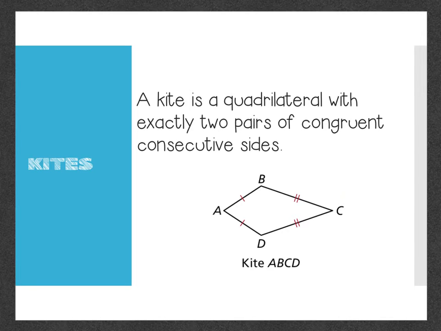So a kite is a quadrilateral with exactly 2 pairs of congruent consecutive sides. A kite is different from a rectangle, let's say, because a rectangle has opposite pairs of congruent sides. The kite has consecutive, which means the ones next to each other. So this is going to be congruent to this, and this is congruent to this. Notice that there's no pair of parallel sides. So this is not a parallelogram at all, and it's not a trapezoid because it doesn't have exactly one pair. The shape actually looks like a kite.